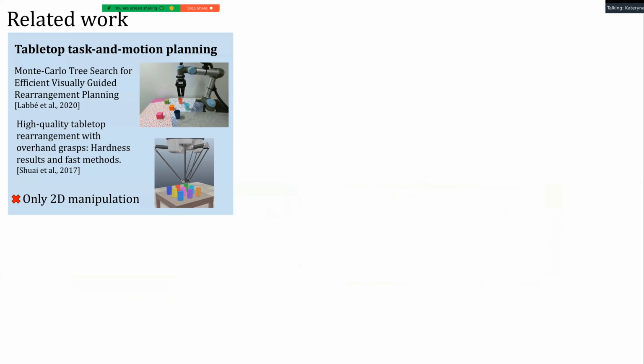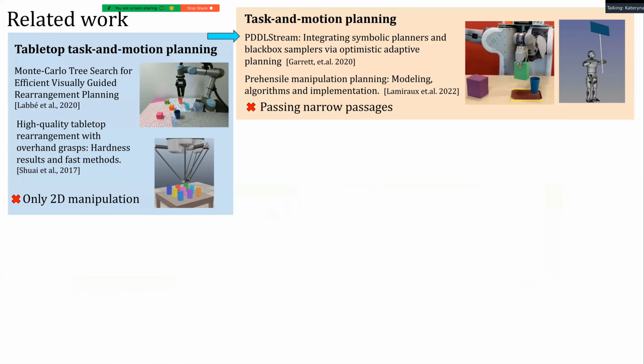In recent years, there has been a significant amount of research in the task and motion planning field. However, one of the limitations of the previous works is that they are mostly focused on 2D tabletop manipulation. A current method that goes beyond 2D rearrangement planning is PDDL stream. However, it still has the limitations of sampling-based methods, such as difficulty in finding narrow passages in the configuration space.